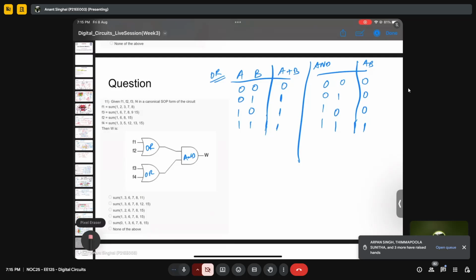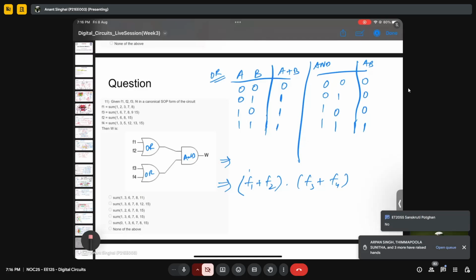So the question is nothing but, so there can be two ways, either do the complete expression and all, but you can do it in a shortcut. So it says F1 or F2, that means F1 plus F2 basically, multiplied by F3 plus F4. Everyone understand this? Any doubts in this?